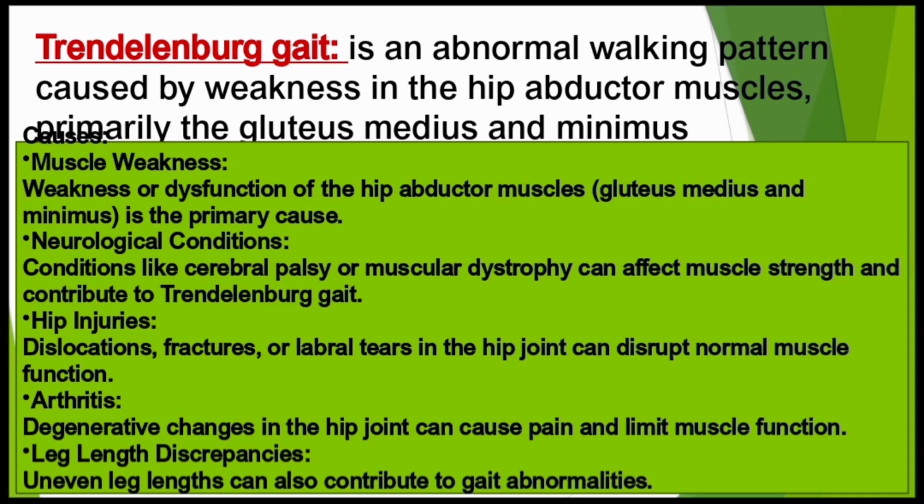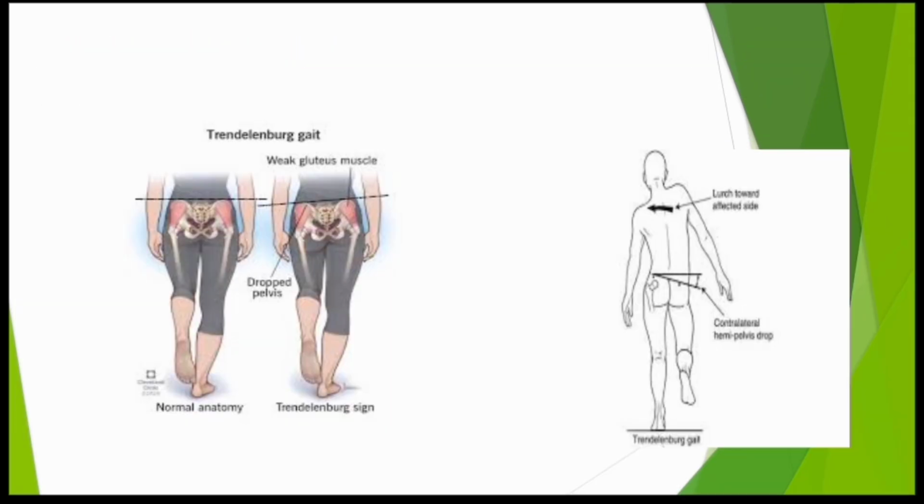Okay, neurological conditions like cerebral palsy can also lead to Trendelenburg gait. Then hip injuries like dislocations, fractures, or any other hip related conditions also lead to Trendelenburg gait. Then arthritis and leg length discrepancies also affect this gait. You can see in the picture how the person is walking because of weakness in the hip abductor muscles. The walking pattern will be affected.